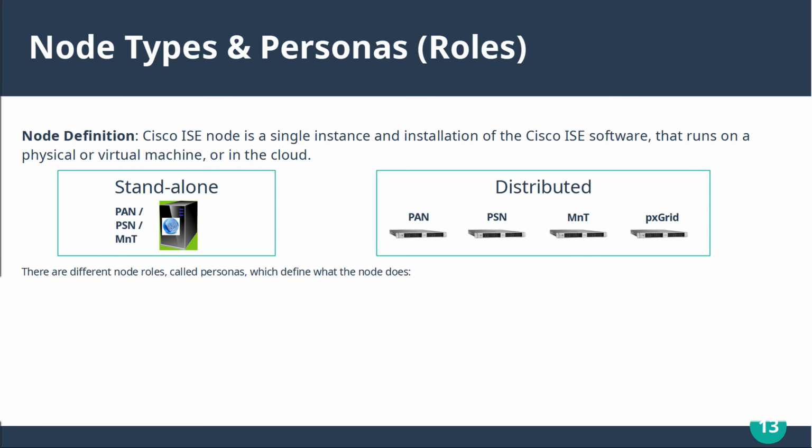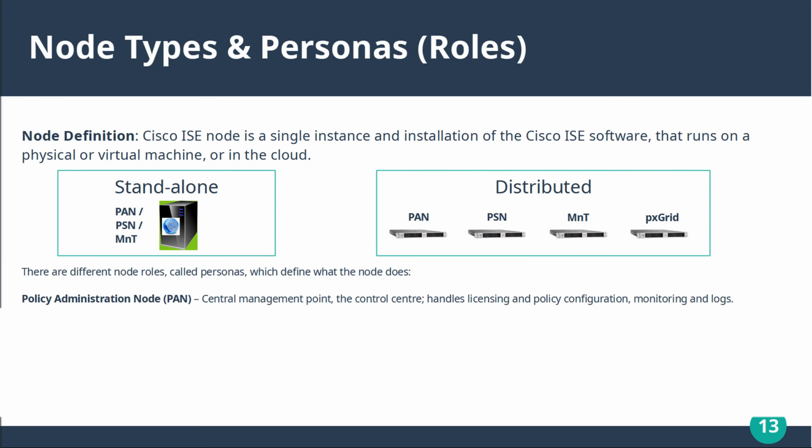Let's go over the different personas, which are Policy Administration Node, which is the central management point, which is the control center. It handles licensing and policy configuration and logs. This persona distributes configuration to other nodes in a distributed deployment. It manages configuration and operation and provides access to the GUI and CLI.